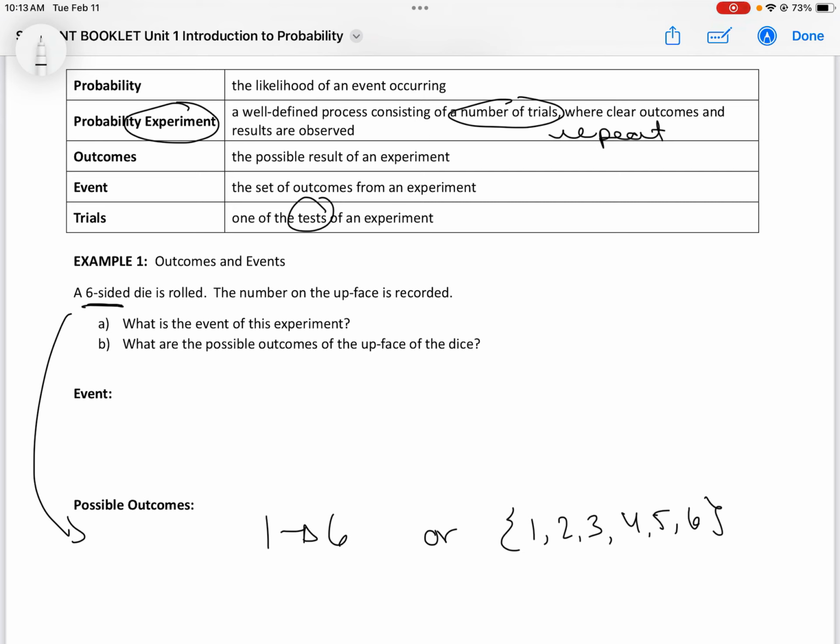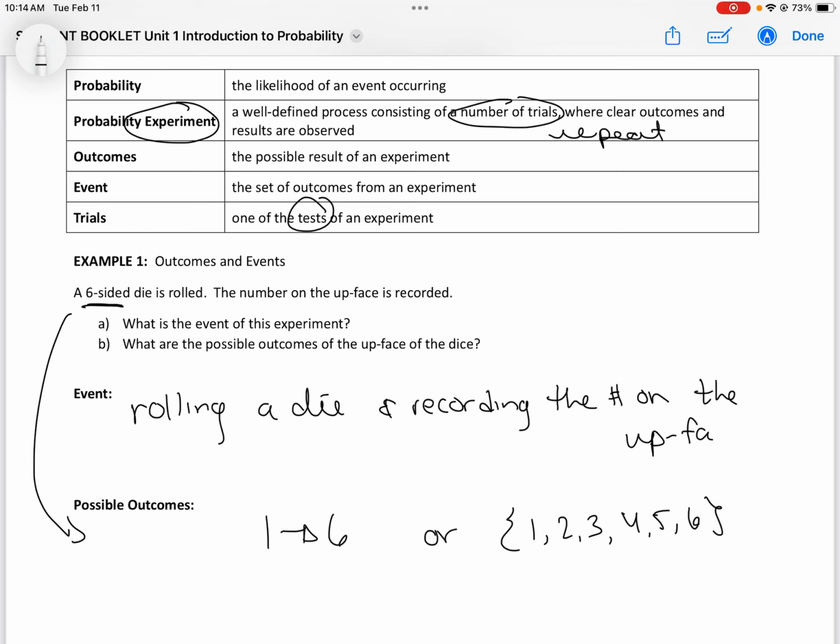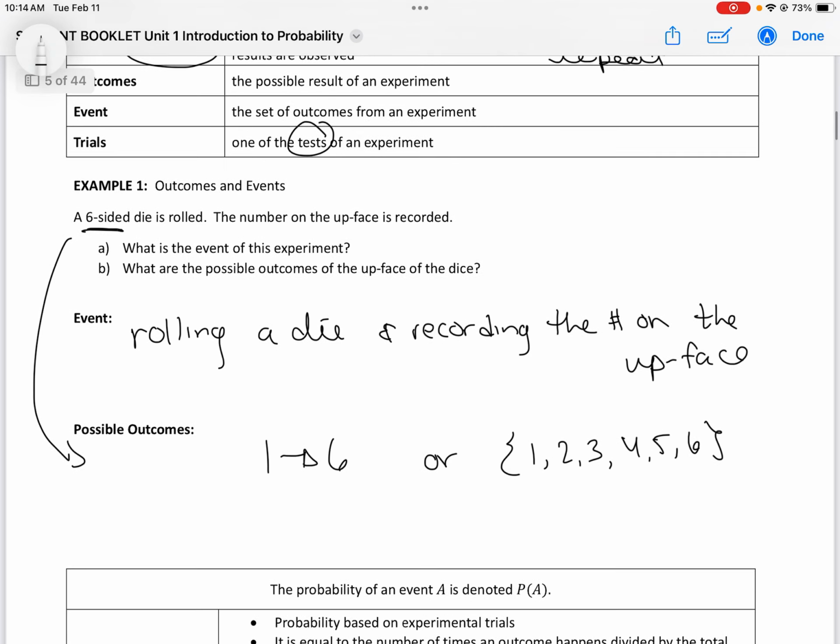So A, what is the event of the experiment? The event is actually rolling a die and recording the number on the up face. And what are the possible outcomes of the up face? Well, we already said 1 to 6, or in other words, 1, 2, 3, 4, 5, 6. We're going to learn this as our set notation, where we list the different outcomes and put a comma between them.